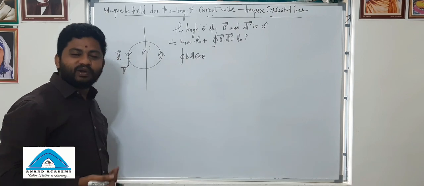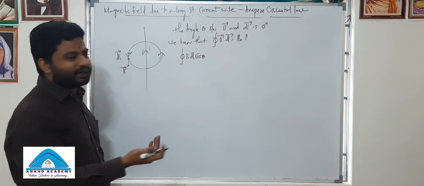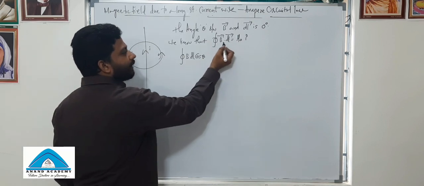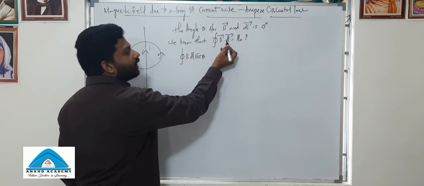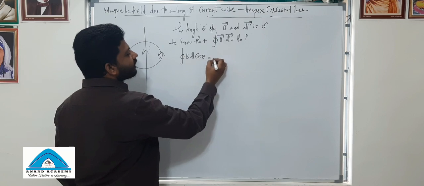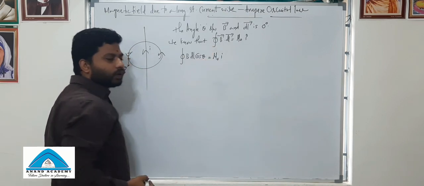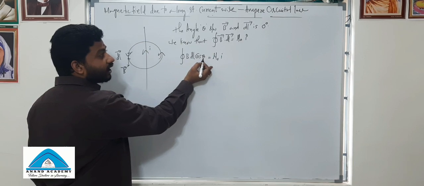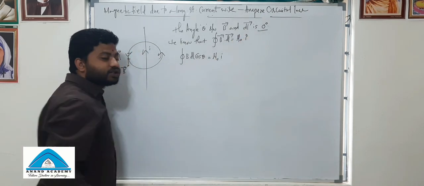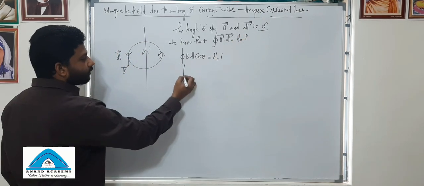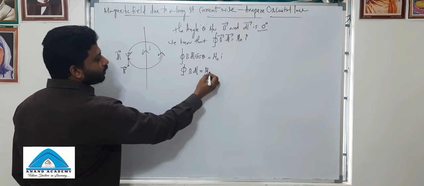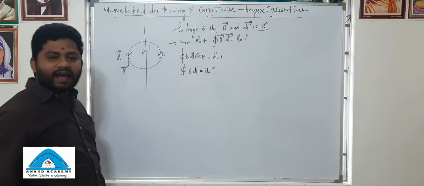Will you agree with this? Because it is a dot product, there will be a cos theta. So B bar dot dl bar, which is B into dl into cos theta, is equal to mu naught into I here. So B dl cos theta, what is our theta? 0. So cos 0 is how much? 1. So what can I write? Closed integral B dl is equal to mu naught into I.